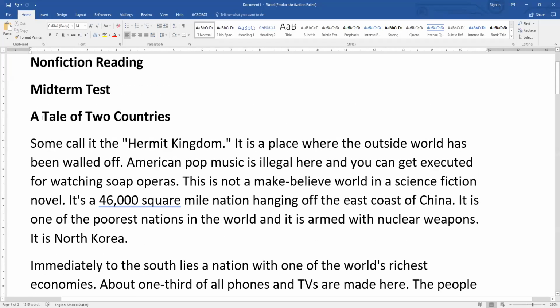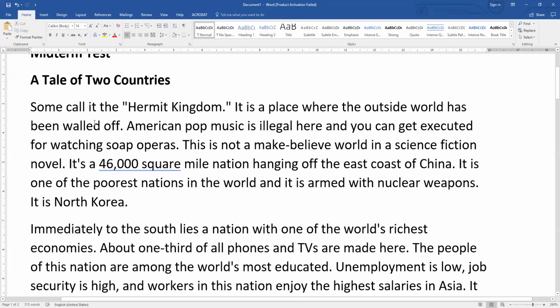Okay, listen carefully. A Tale of Two Countries. Some call it the Hermit Kingdom. It is a place where the outside world has been walled off. American pop music is illegal here and you can get executed for watching soap operas. This is not a make-believe world in a science fiction novel. It's a 46,000 square mile nation hanging off the east coast of China. It is one of the poorest nations in the world, and it is armed with nuclear weapons. It is North Korea.